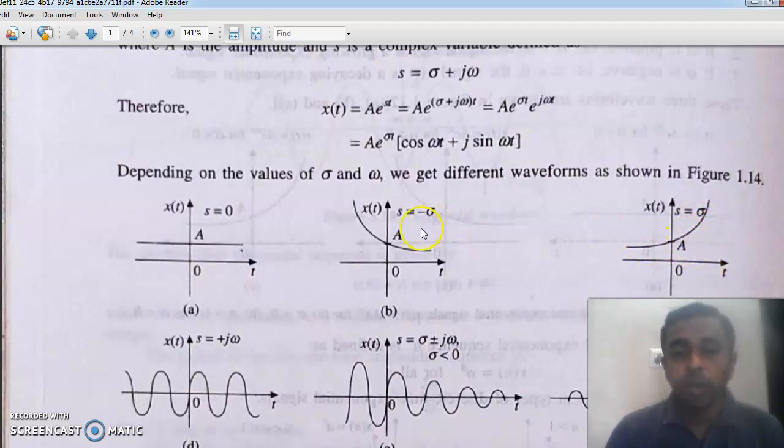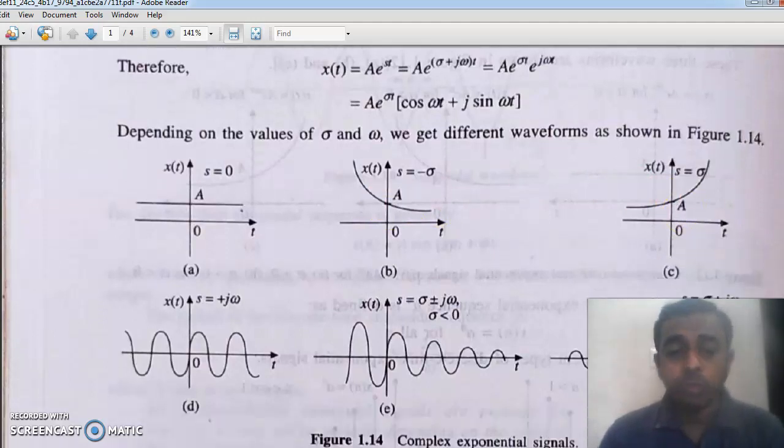One thing you have to note is that these curves meet the y-axis at the point where t is equal to 0. At t is equal to 0, anything raised to 0 is 1, so the signal will have magnitude a. So at the crossing point, the magnitude of the signal will be a, in both cases.